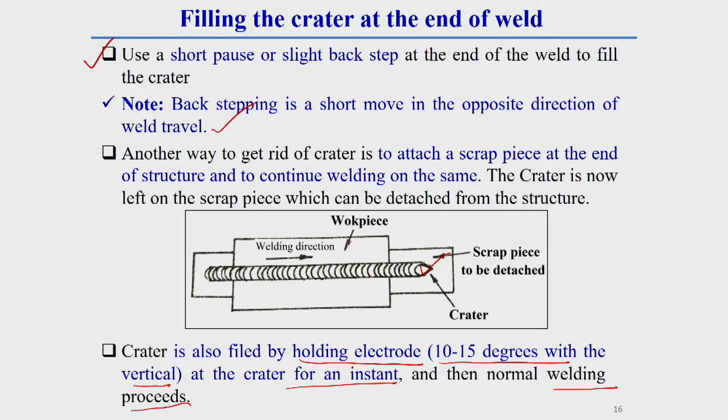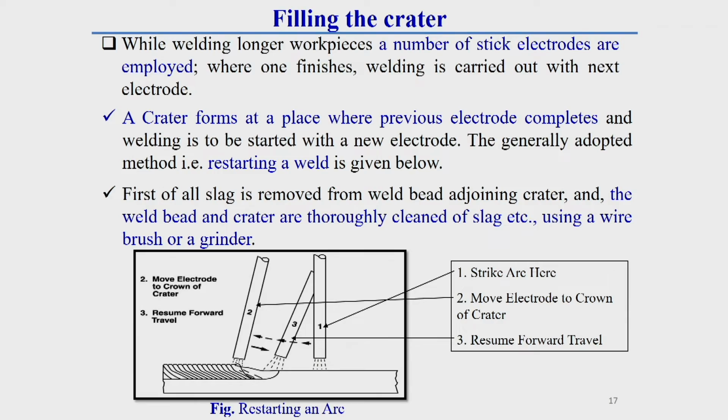You will see this crater effect is very frequent when the workpiece is very long. Why is the crater effect so high? Because while welding a long workpiece, a number of stick electrodes are employed. When one finishes, welding is carried out with the help of another electrode. So, there are a number of starts and stops of the welding operation. Due to this, the end of each electrode creates a crater. So, we should eliminate this crater. How we can eliminate it for this long-run welding operation, I will tell you.